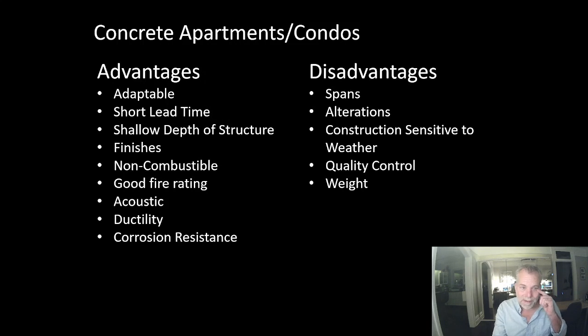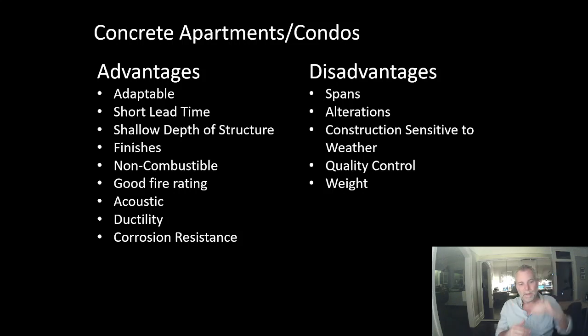So what are some advantages to concrete? It's easily adaptable. So we can adapt it to different forms, different building sizes. We can incorporate long spans, short spans. It has a short lead time, not a lot of prefabricated elements. So rebar has to be cut, it has to be bent in advance, but that's a very quick process.